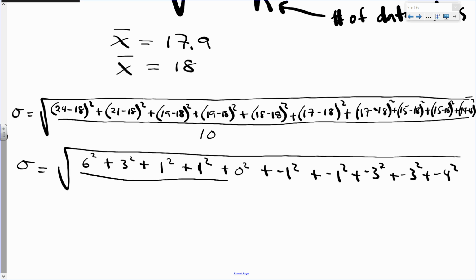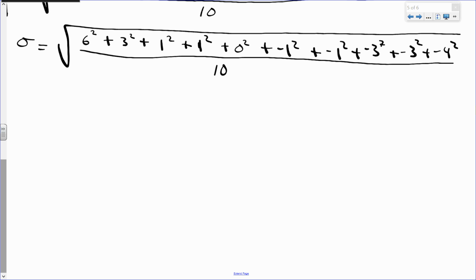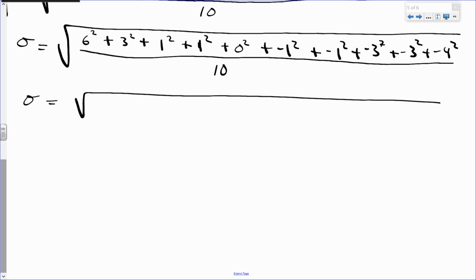Here we go. All that divided by 10. It's 10 players. 10 soccer players. Let's keep it going. Let's simplify now. Sigma, standard deviation, is... What's 6 to the second power? Remember, this doesn't mean 6 times 2. This means 6 times itself, which is 36. Plus 3 times itself is 9. 1 times itself is 1. 1 times itself is 1. 0 times itself is 0. Negative 1 times negative 1. What is negative 1 times negative 1? Another 1. A negative 3 times itself. Negative 3 times negative 3. Positive 9. Another positive 9 here. And then I got a positive 16 here.